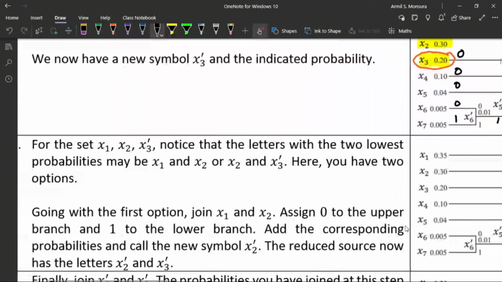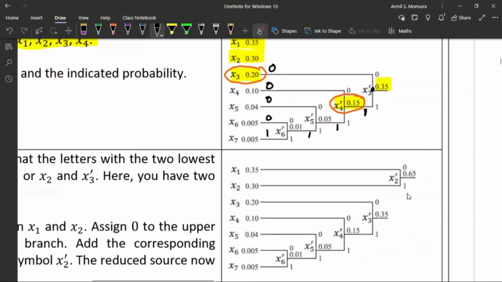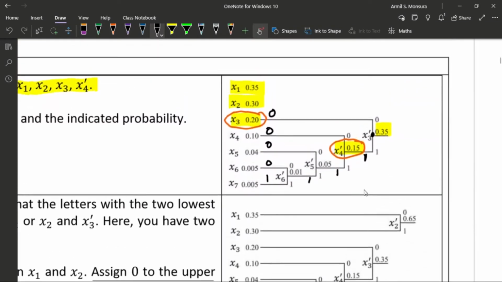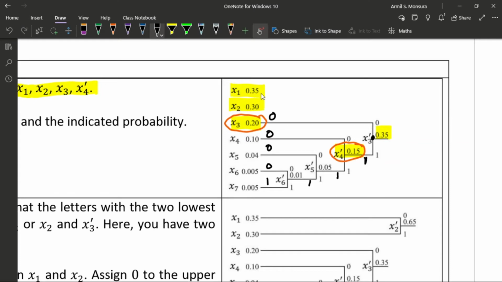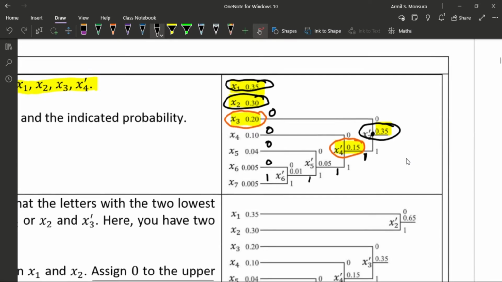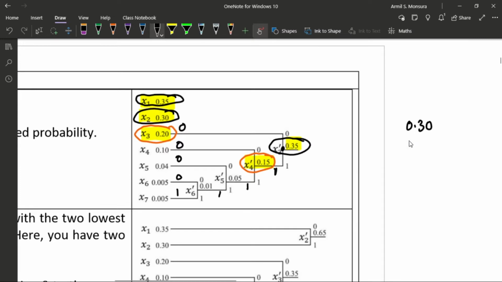So we continue again. We are looking at this next step, at the probabilities of these symbols. If we follow our procedure in which we combine the symbols having the two lowest probabilities, then actually we have two options at this part, because there are only two probability values left in this case. We have 0.30 and 0.35.